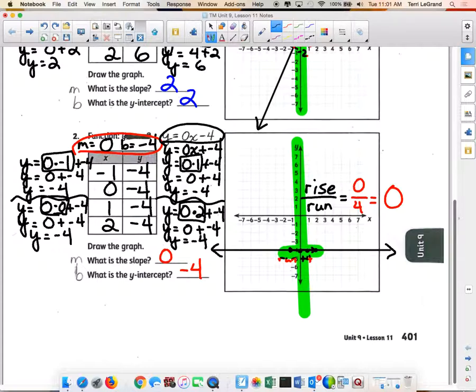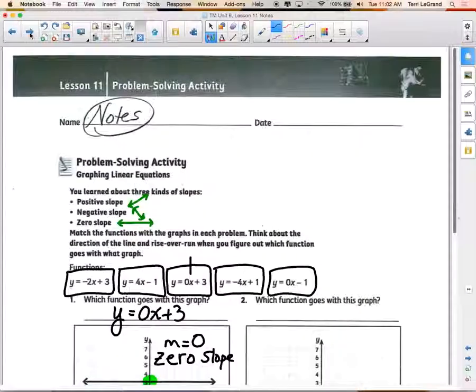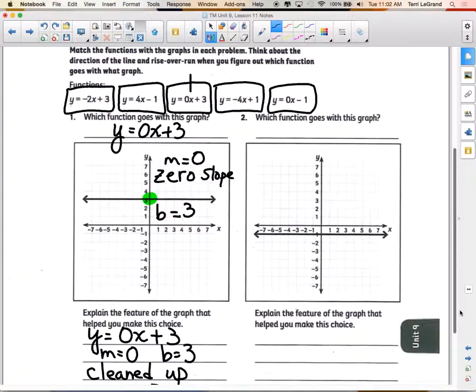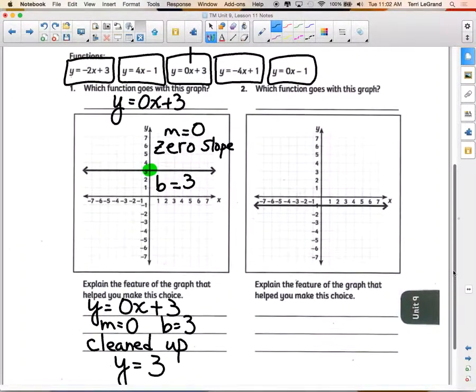I wonder how that one could be cleaned up. Anybody think they know how we might write this one cleaned up? Well, 0 times x is what? 0. And what's 0 take away 4? Or what's 0 plus a -4? -4. So we might see the equation written like this. In other words, every y value equals -4. Every output is -4. Just like for this one, every output would be a +3. Every y value would be a +3.